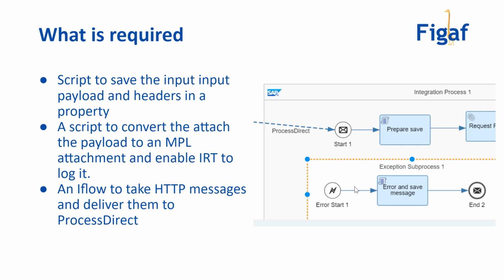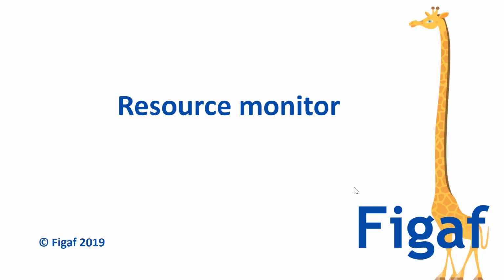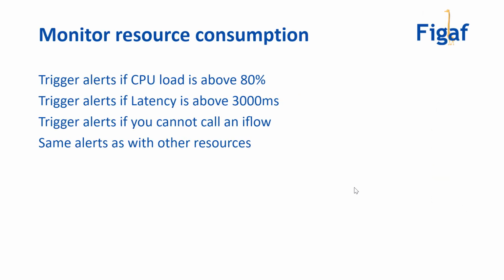And then the Figaf IRT tool will pick it out because it's saved with a specific parameter. We also have a resource monitor, and this would be something that would trigger alerts if the CPU usage is above 80%, if latency is 3000 milliseconds. So we have an iflow that you deploy that would run continuously, and it will just see what the latency of running this specific iflow is.